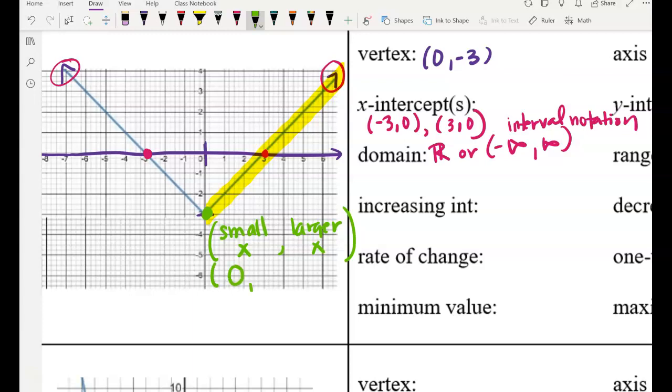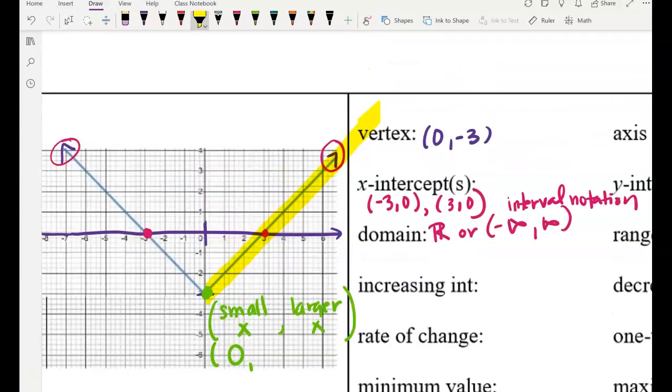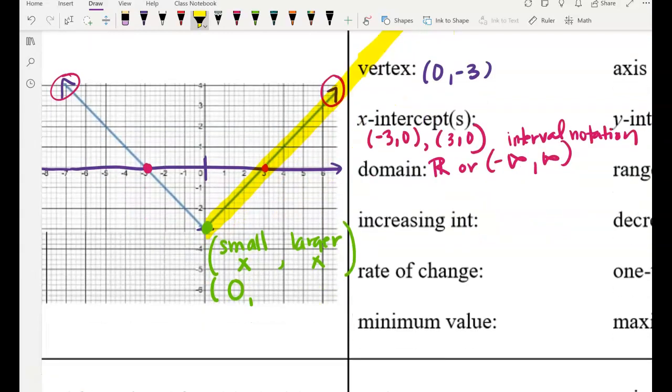Now, where does it stop increasing? Arrow, meaning it goes up forever, indefinitely. But how do we quantify if there's an arrow? We quantify it by using the symbol infinity. Again, that's why it's called increasing interval notation. We have to use it as 0, comma, infinity. So this right here is x1, comma, x2. It's a smaller x, comma, larger x.